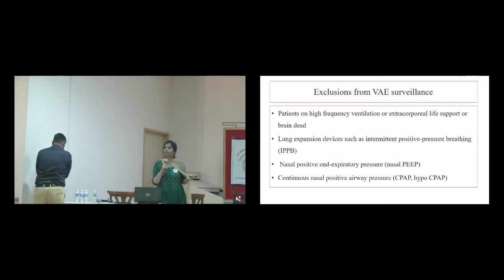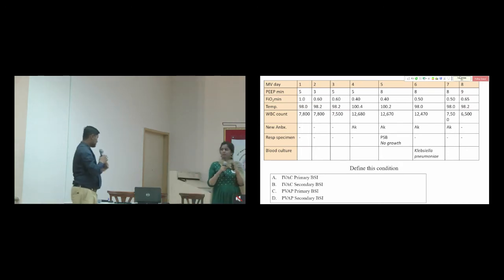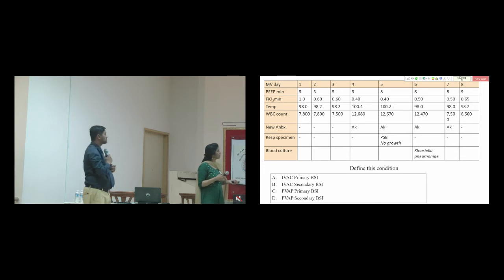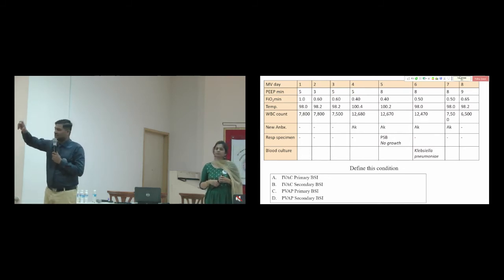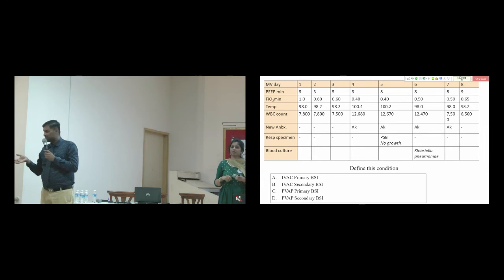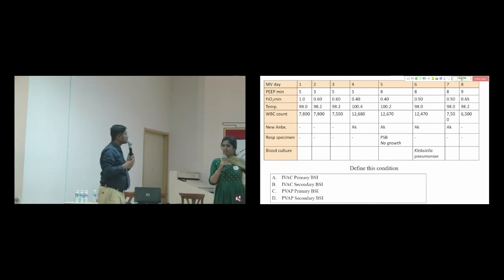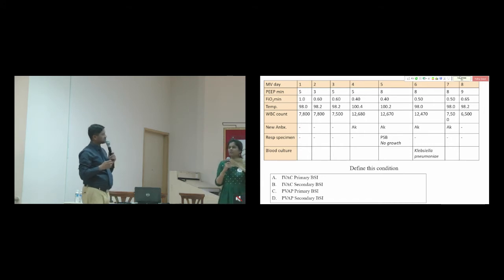You can't tell it as a secondary BSI. Go back to the culture criteria. What are the specimens required for the culture criteria? Whether blood is there in that list? No. If blood is not there in the list, blood culture criteria cannot be used to diagnose PVAP. And for you to diagnose PVAP, you should have a culture criteria. You cannot tell it as a PVAP here because PSB is no growth.